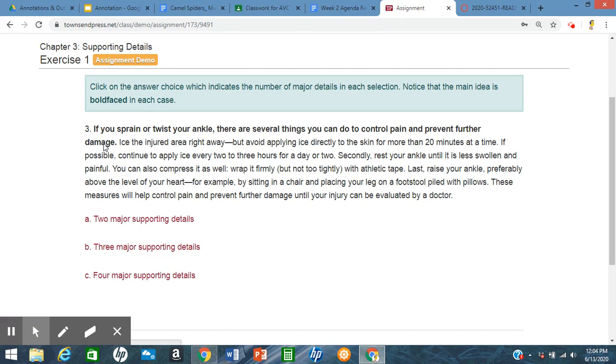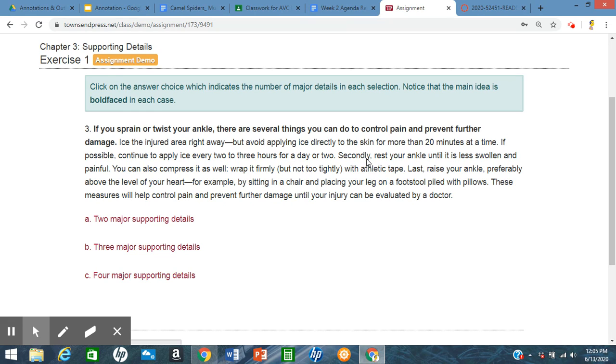So I know the first one, ice the injured area right away. So this tells us how to control it and prevent further damage. This is 1. And then if you look here, if possible, continue to apply ice every 2 to 3 hours. So this is a minor detail because it's again continuing with the idea about icing the injury. So we're still on major supporting detail 1 here. So you see here that the minor detail is giving more information about the major, okay? Giving more information, statistics, and other items like that, okay?